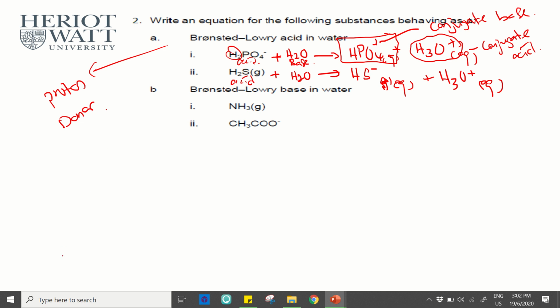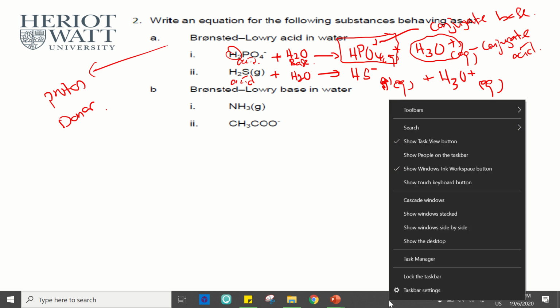Okay, let's move on to the next. Why is this thing overlapping? I'm sorry, guys.